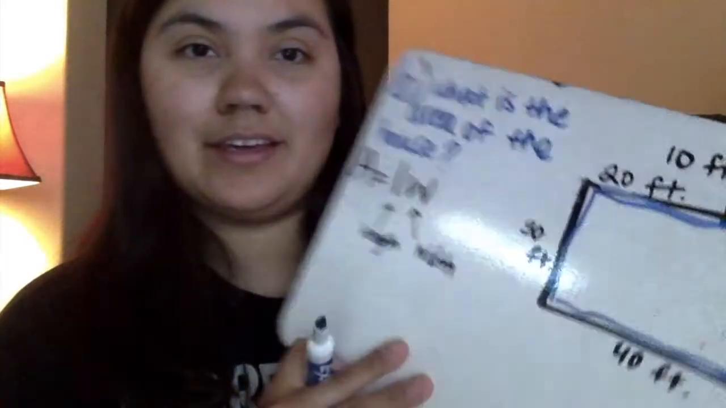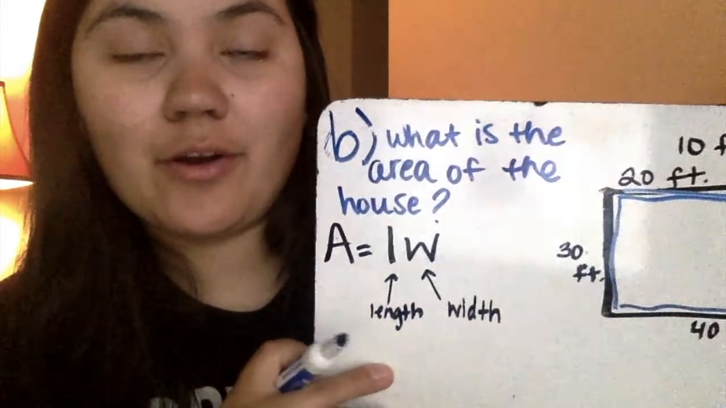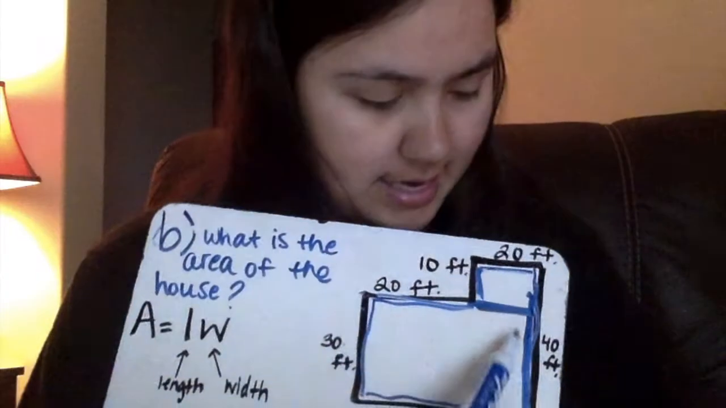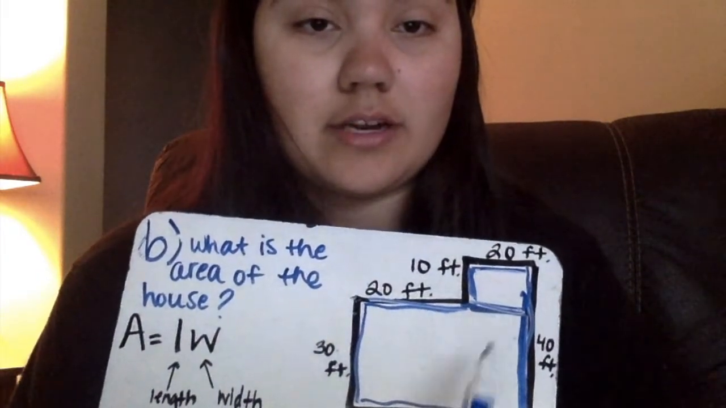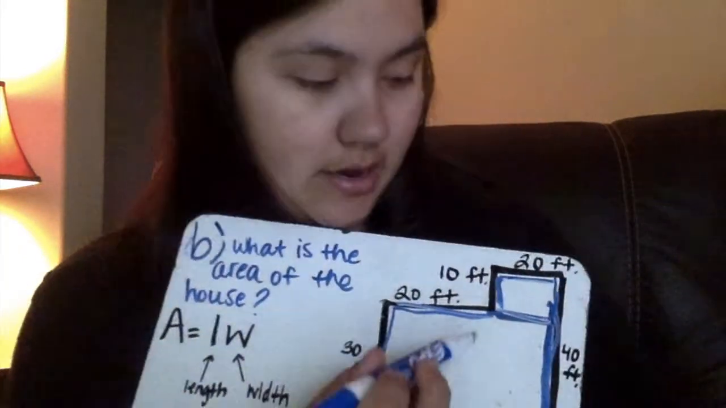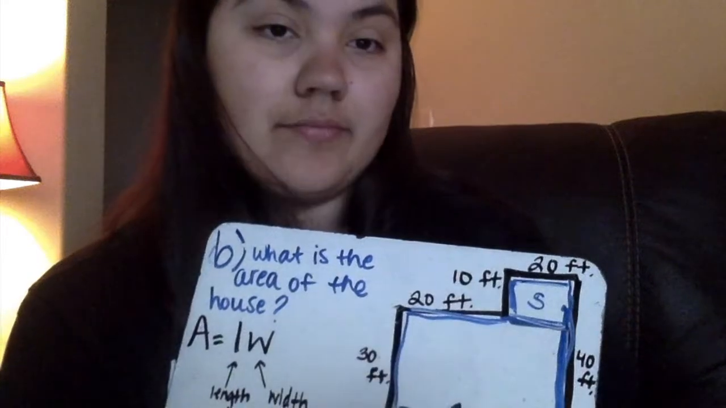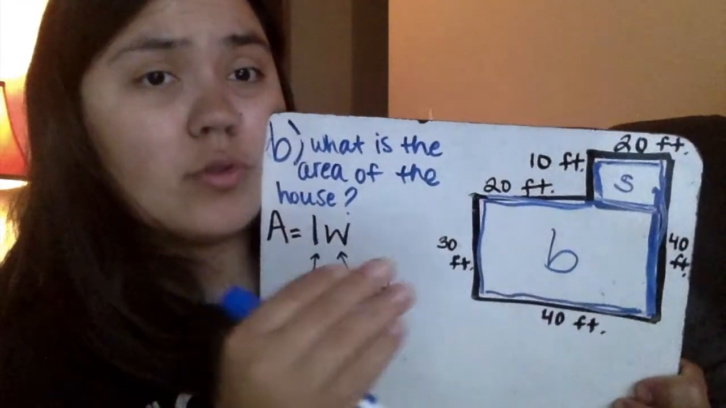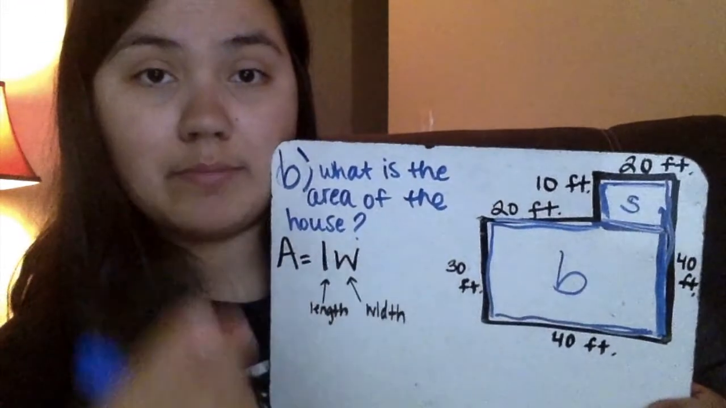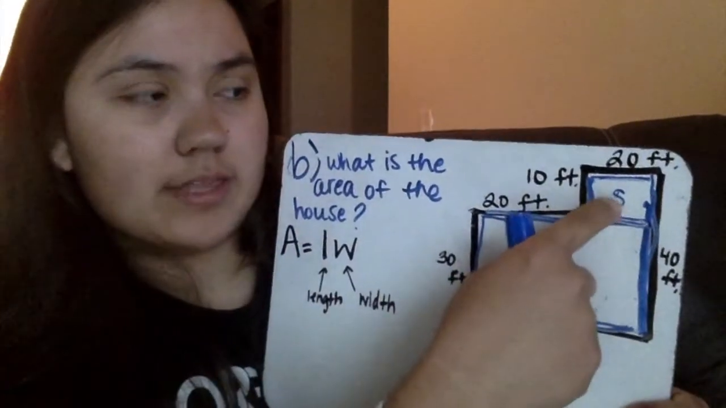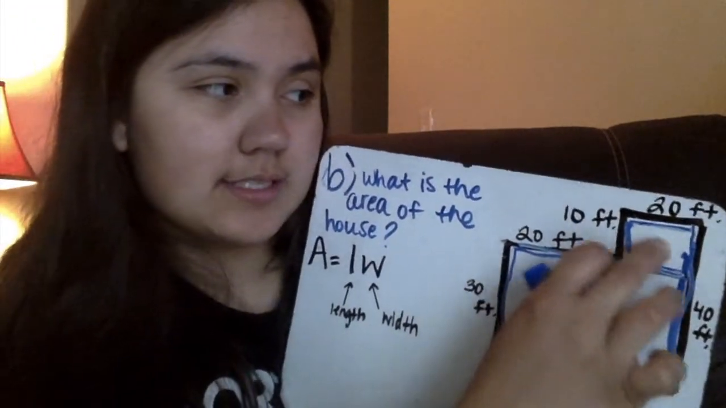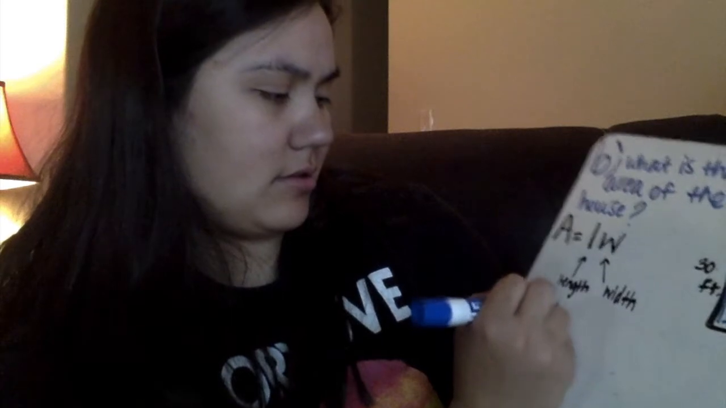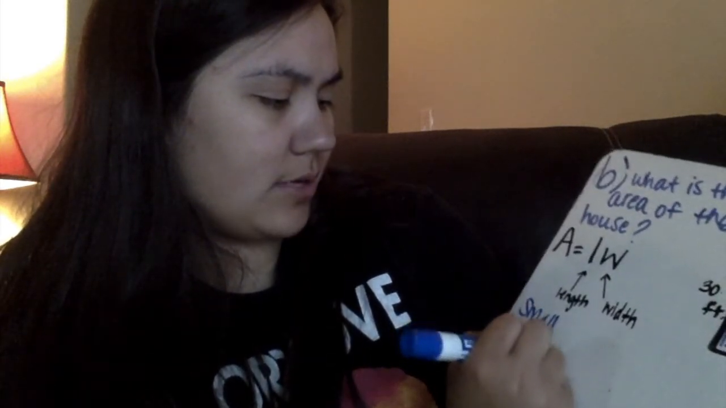Now letter B, for example 1, we need to figure out what the area of this house is. Like before, remember I drew this line here to represent that there are actually two rectangles. So we need to find the area for this small rectangle, and then the area for this big rectangle. Once you find those two areas, you can add them up to find the total area. Let's first start with the small rectangle. I'm just going to write that here, small rectangle, so you know what we're solving.